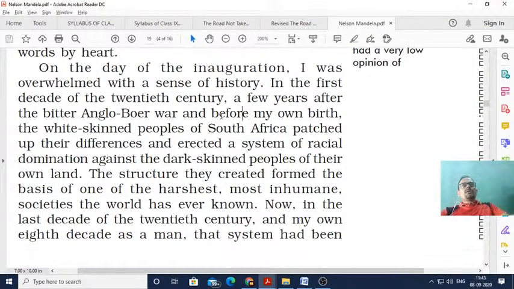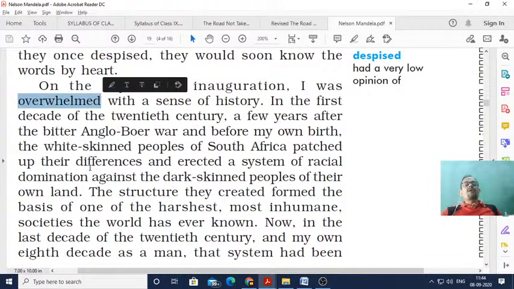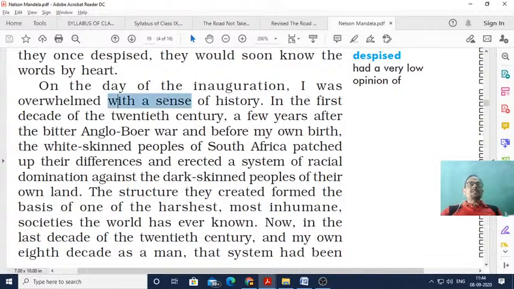On the day of the inauguration, I was overwhelmed with a sense of history. So he was overwhelmed. Dear students, the meaning of overwhelmed is overexcited. He was very much joyous. He was so happy. Overwhelmed means he was very happy. There was a lot of excitement in him. On the day of the inauguration, I was overwhelmed with a sense of history.